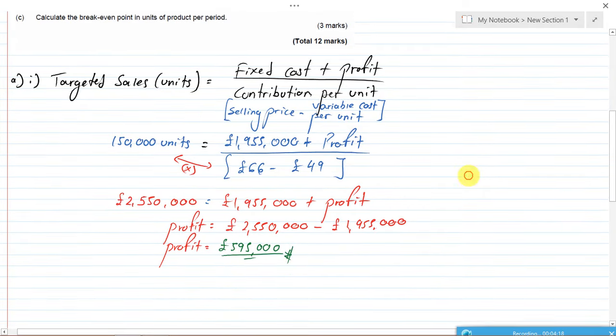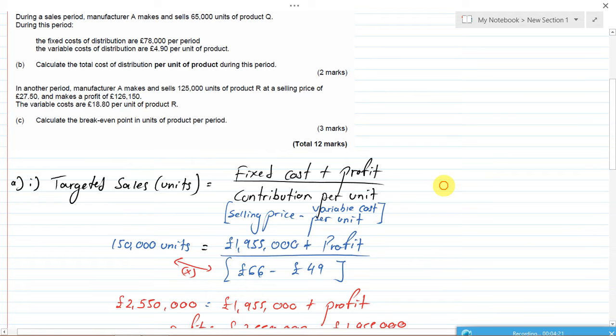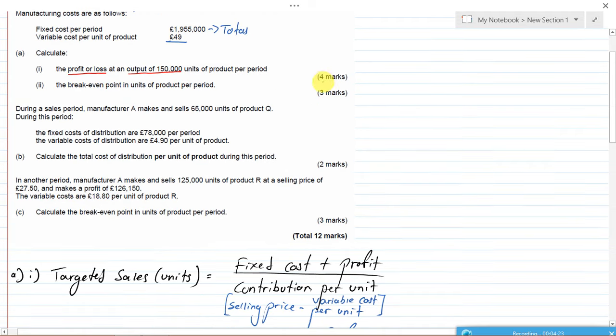So now, if you do all this, you will get 4 marks. So we are done with the A1. Let's go into the A number 2.